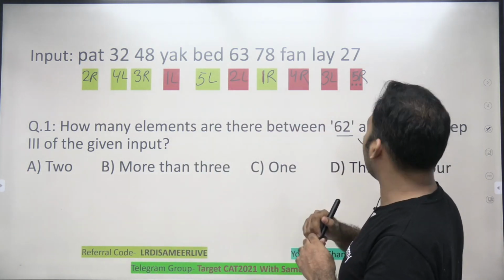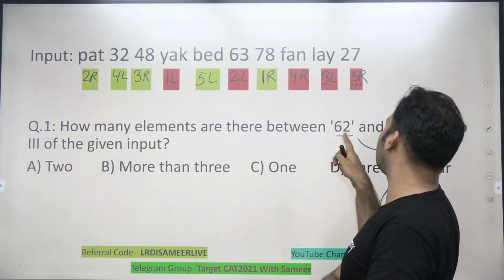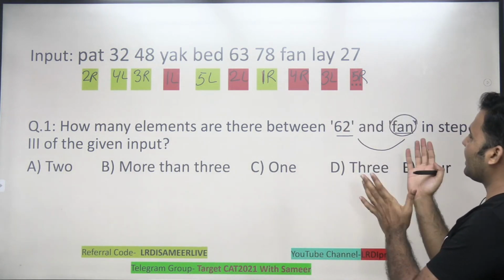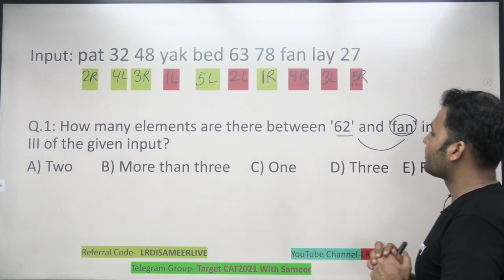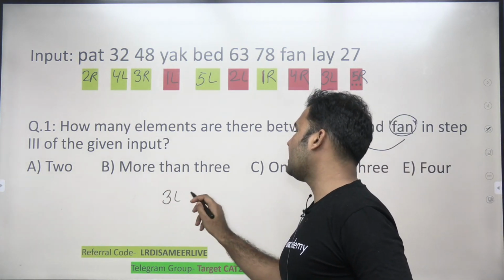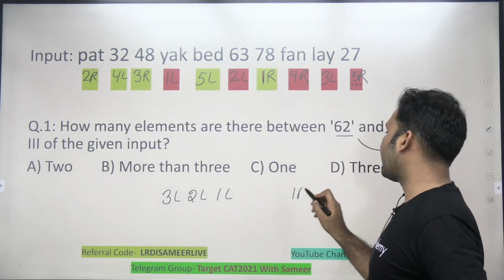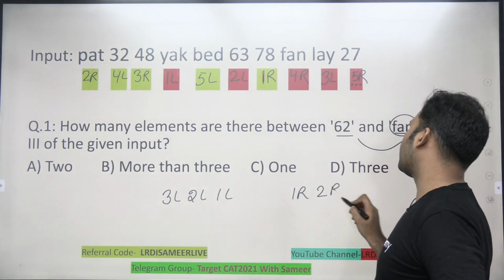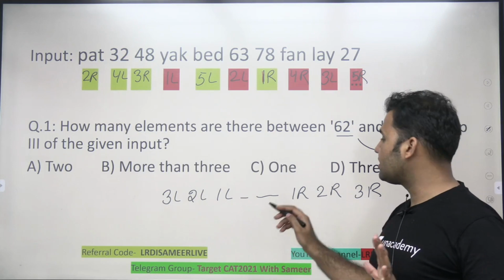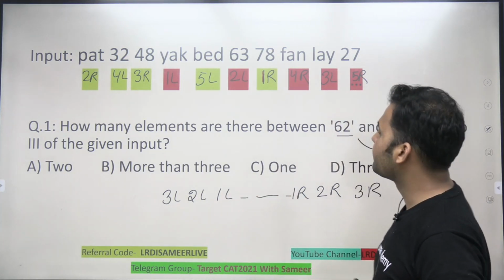If you look at the rank, when the element 63 is moved, it will be written as 62, and the word fan will be written as it is because it is not moving. In the third step, I'll have three elements getting arranged on the left, 3L, 2L, 1L, and on the right-hand side, three elements, 1R, 2R, and 3R. The rest of the elements will be positioned in between them as they are, because they are not moved till the third step is completed.